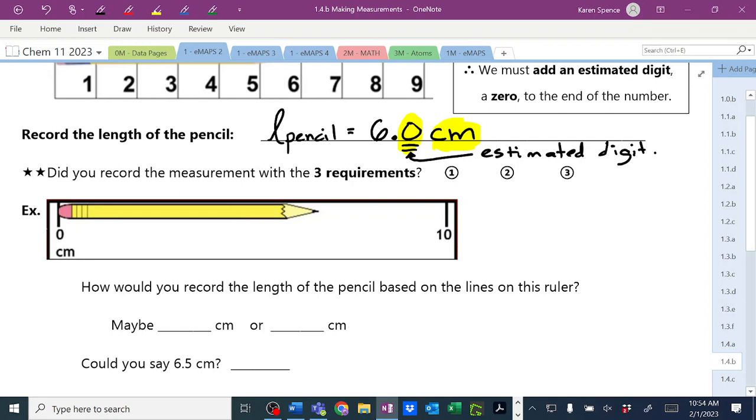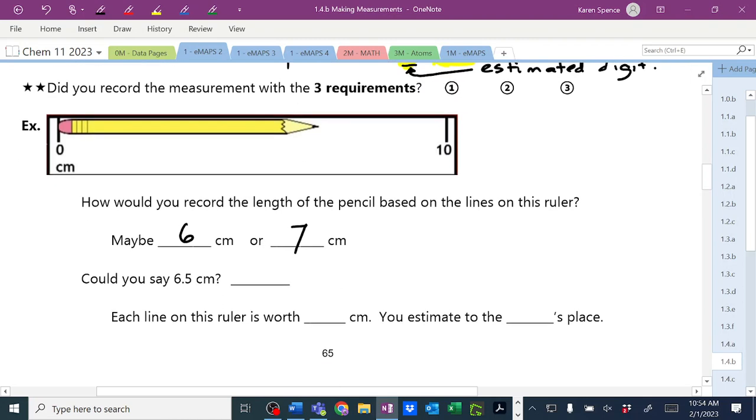Yes. 6 or 7? Yeah, maybe it could be 6 centimeters. Maybe it could be 7 centimeters. Could we say that it is 6.5 centimeters? No. No.